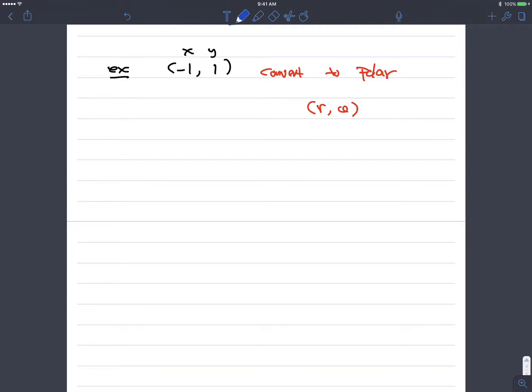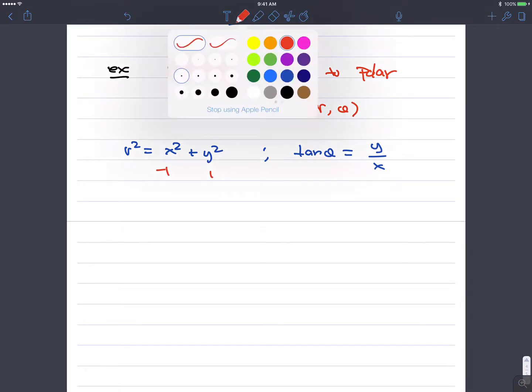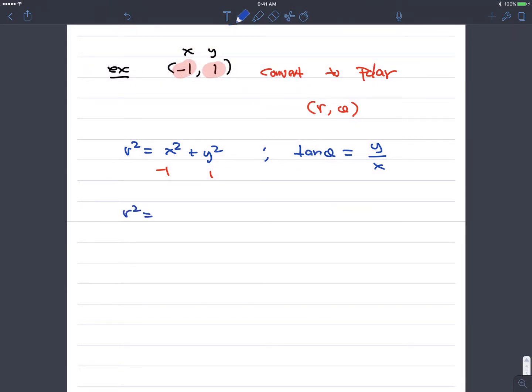So what do we do? What do we use? Anybody remember? r squared is x squared plus y squared, and we also use tangent theta being y over x. So let's try this conversion here. What's x again? -1. What's y? +1. So wherever there's an x, you put -1, and wherever there's a y, you put +1. So r squared will be, let's be careful, -1 squared plus 1 squared. r squared will be 1 plus 1. Well, r squared is 2.